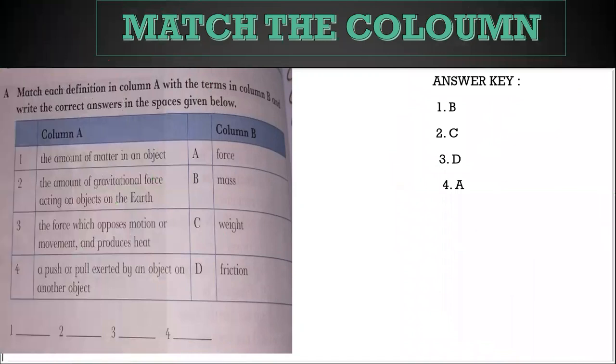Okay, students, now we have the exercise. Question 1, column A and column B. The amount of matter in an object, mass. The amount of gravitational force acting on an object on the earth, weight. The force which opposes motion or movement and produces heat, friction. A push or pull exerted by an object on another object, force.